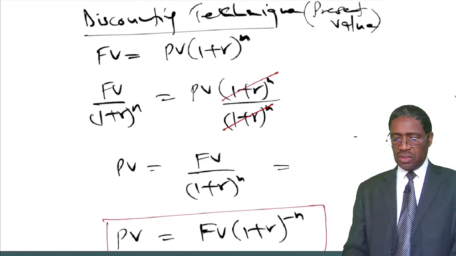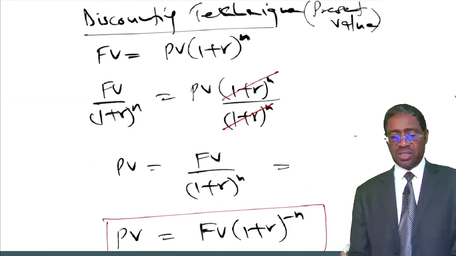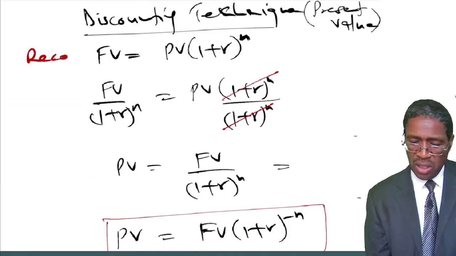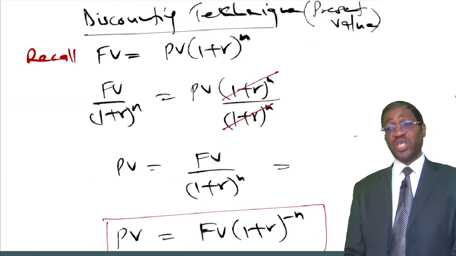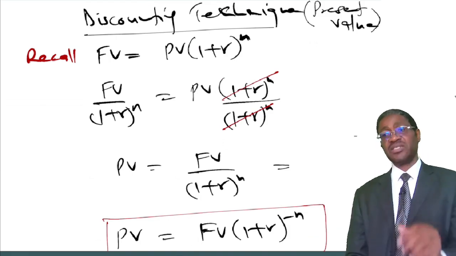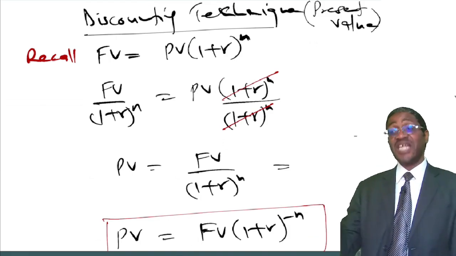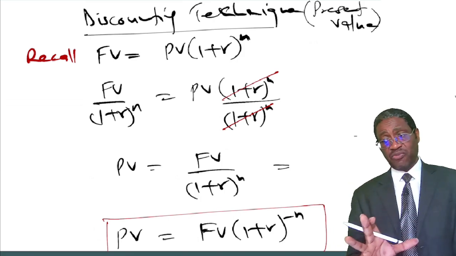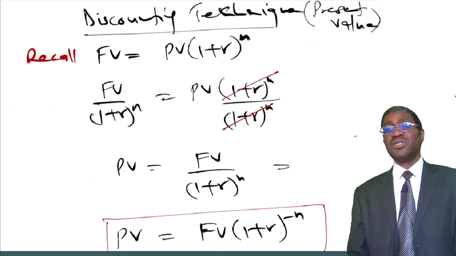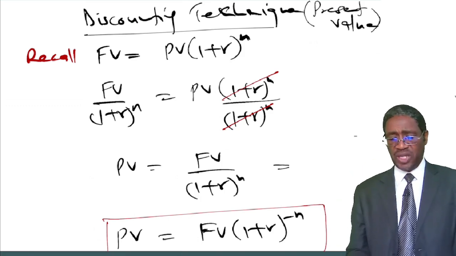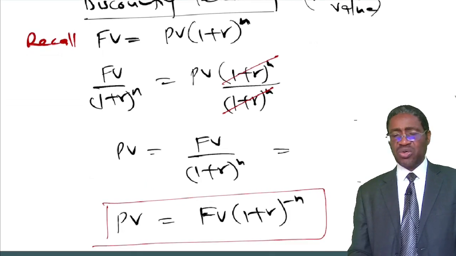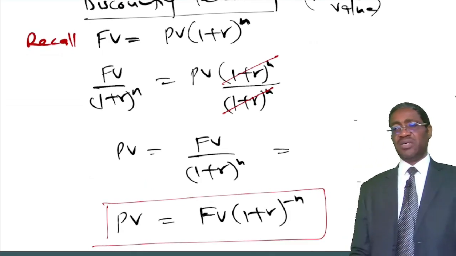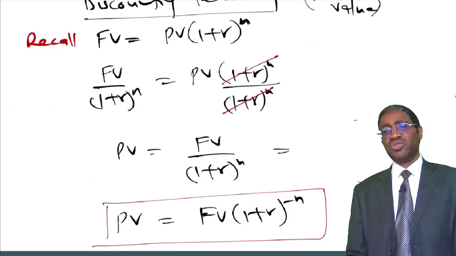Now, maybe you can recopy this. You recall, this was our formula for future values. If you recall that, then you can now derive the present value. So from the future value formula, we are trying to derive the present value. You can even copy that just to help you recall. Otherwise, the key formula is the one down there.